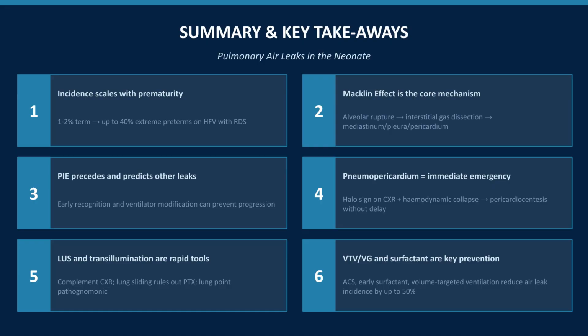In summary, air leak incidence scales with prematurity, with the Macklin effect as the core mechanism. PIE often precedes other leaks. Pneumopericardium is an immediate emergency requiring urgent pericardiocentesis. LUS and transillumination are rapid diagnostic tools. Finally, volume-targeted ventilation and surfactant are key preventative measures.